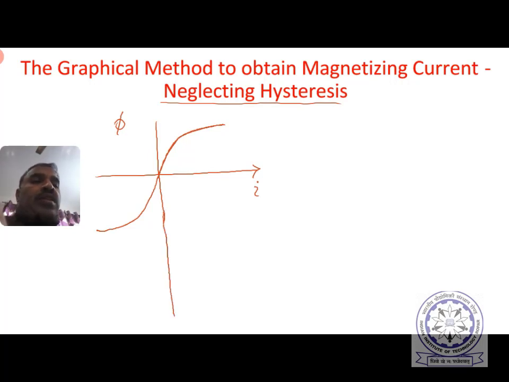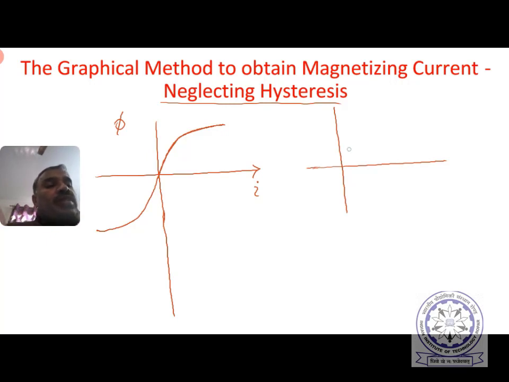What is to be done? How to plot the waveform of current? Now let us draw the flux waveform. This is the flux waveform, please remember. This is not the voltage waveform. The voltage waveform is 90 degrees leading this flux waveform. Now this is my flux waveform with time. Now let me divide it into several time instants like this.